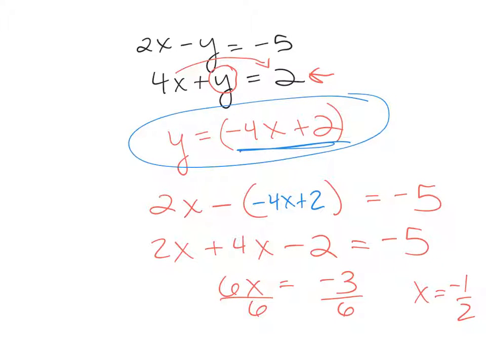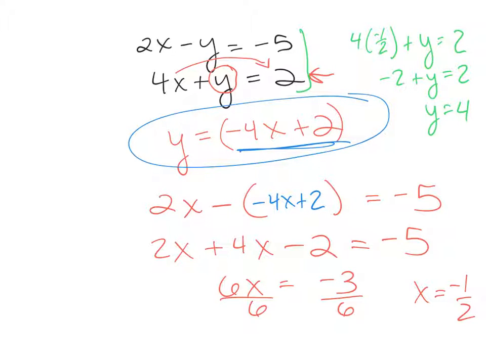Once you do this and find the first letter, the second step is the same. You pick one of these two original equations and plug it in. So I have 4 times negative 1/2 plus y equals 2. So that's negative 2 plus y equals 2. So y equals 4. So your answer is still going to be negative 1/2, 4.